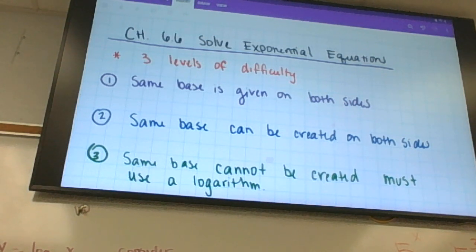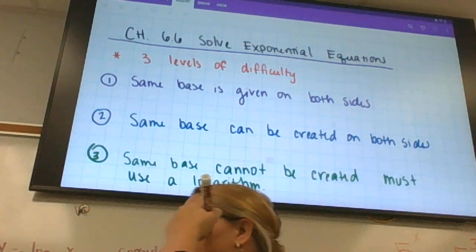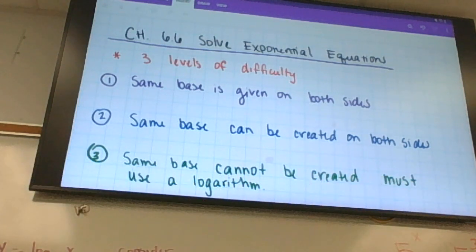And then lastly, it's just a whole other ballgame. This third level of difficulty is when the same base cannot be created, you must use a logarithm to solve for those exponents. So I think today we'll just focus on number 1 and 2, the basic and medium, and tomorrow we'll get into the more difficult where you're required to use the logarithm.